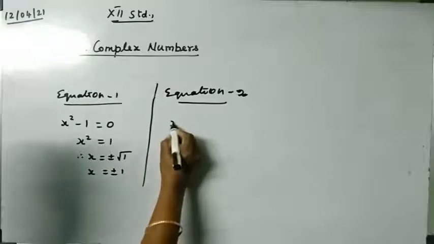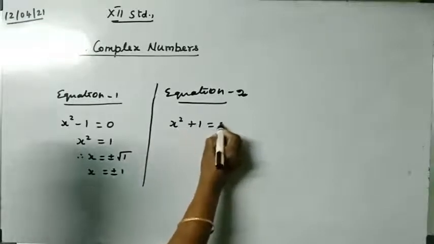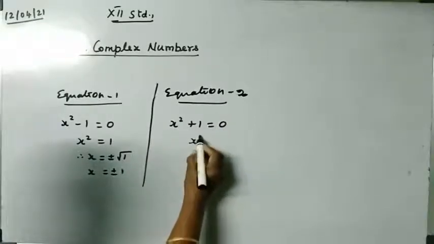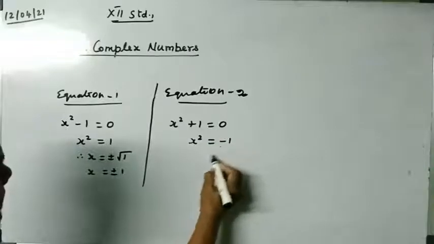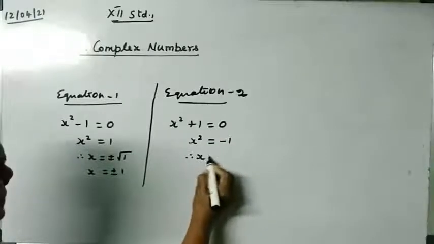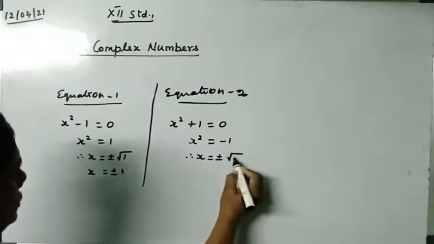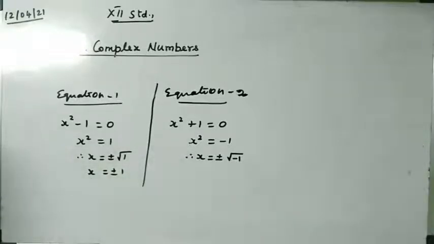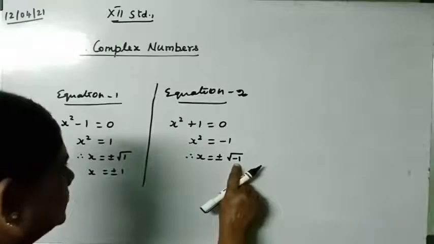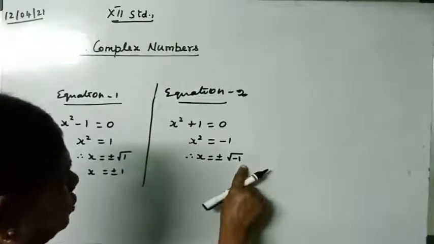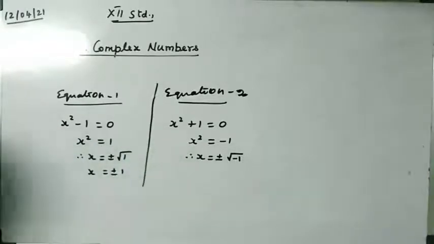Now, look at this equation, x square plus 1 equal to 0. Then, x square is equal to minus 1. Therefore, x is equal to plus or minus square root of minus 1. Now, do you know what is the value of square root of minus 1? This value is known as an imaginary number. That is, let us say that i is taken as an imaginary number.